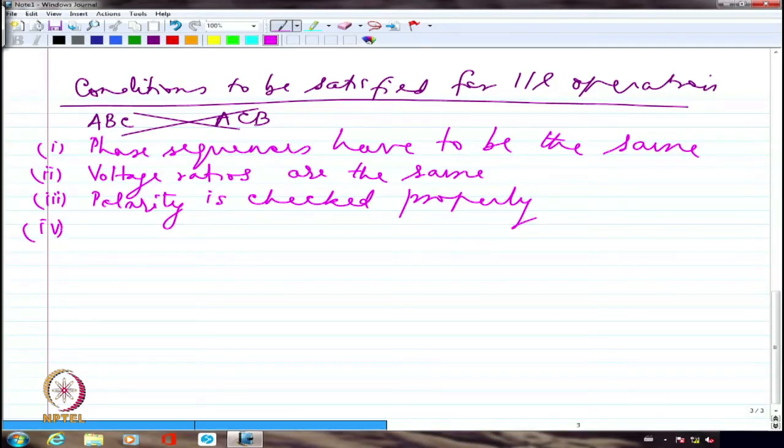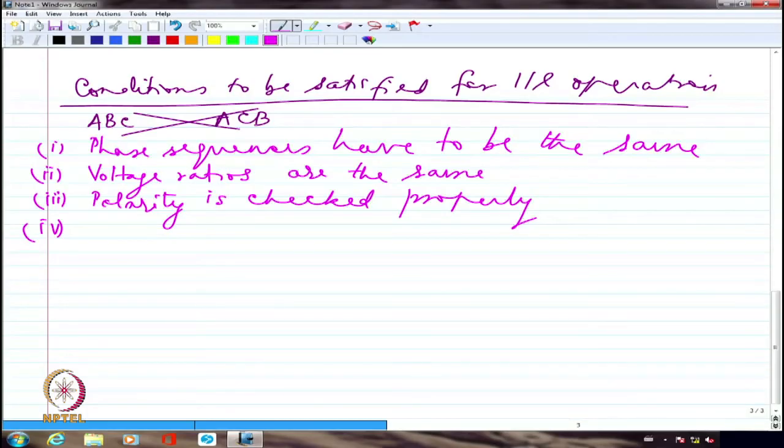And the fourth one, of course, if it is a three-phase transformer, if I have a star-star, I better have a star-star for the second transformer also. I can't have simply star-star connected to a star-delta transformer. It will not work because of the phase shift.